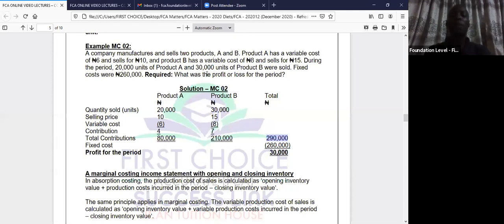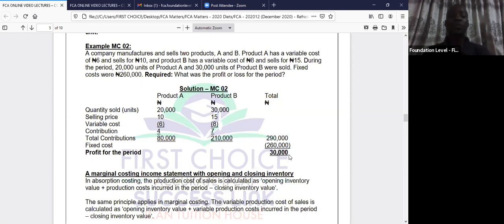Okay, now they said fixed costs were 260. Now you see, we've demonstrated the fact that fixed cost is fixed in total terms. So you cannot be saying fixed cost per unit here. But you see variable cost, it will give you per unit. So you see fixed cost is total you usually get. And so when you less it from the total contribution, you have a profit for the period of 30,000 naira.